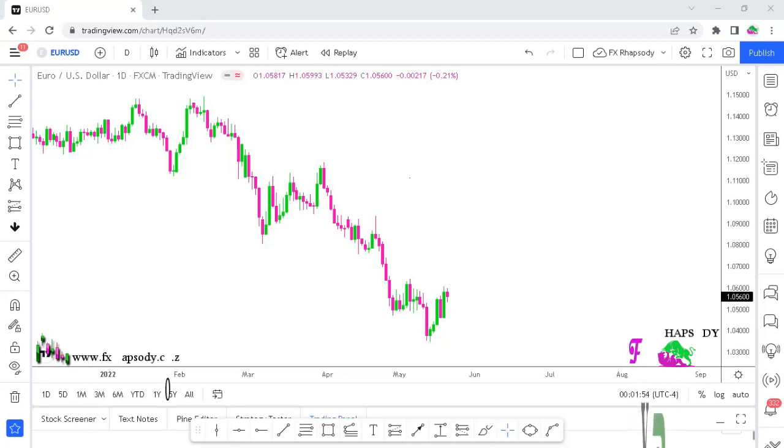Today we're going to be looking at two currency pairs again, euro pair, dollar pairs. It is going to be the euro USD dollar and also the British pound USD dollar. We're going to be doing analysis on these pairs and also using the COT reports.